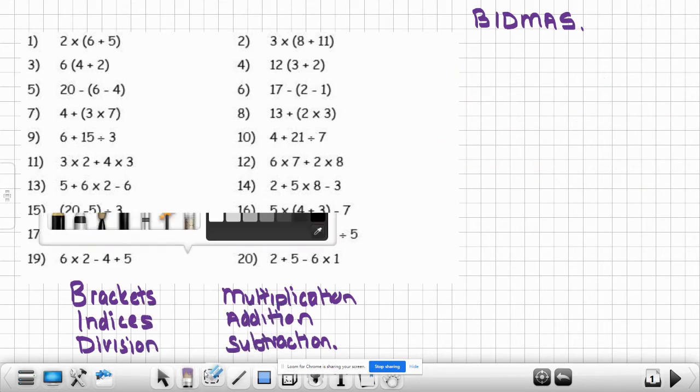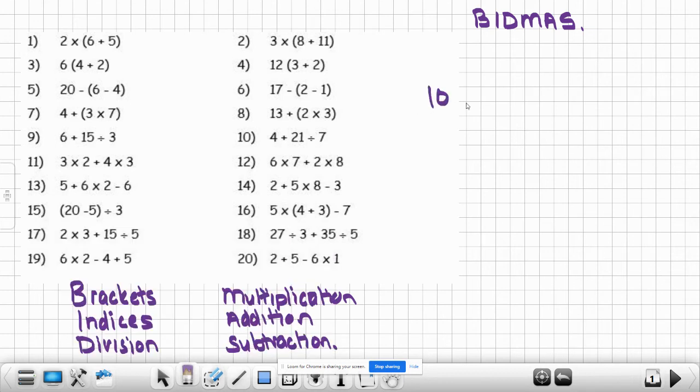One more. Question 10. 4 plus 21 divided by 7. So again, we need to do the division first. So we're going to have 4 plus, and let's work out what that is. 21 divided by 7. 7 goes into 21 3 times. So we get 4 plus 3, which equals 7.